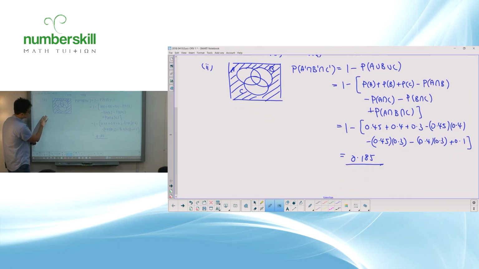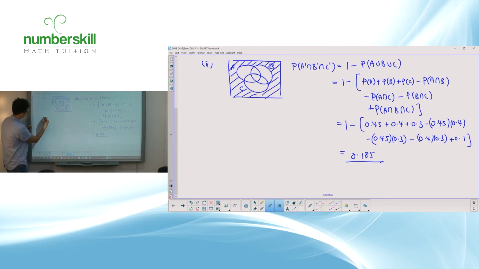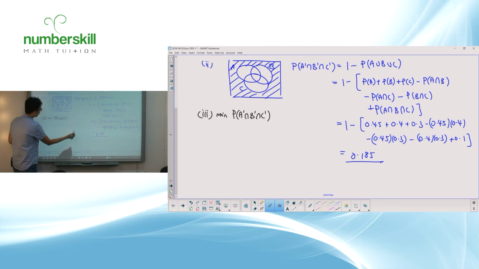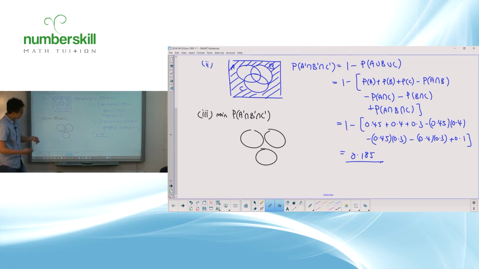Okay, so if I want to find the minimum unshaded part, maybe I start here. Minimum shaded part, sorry. So what do you think I hope for? Then I hope for the unshaded part to take up as much space as possible. Am I right? So you hope that, if possible, they look like this, so that they take up as much space as possible, then my shaded part will be as small as possible.